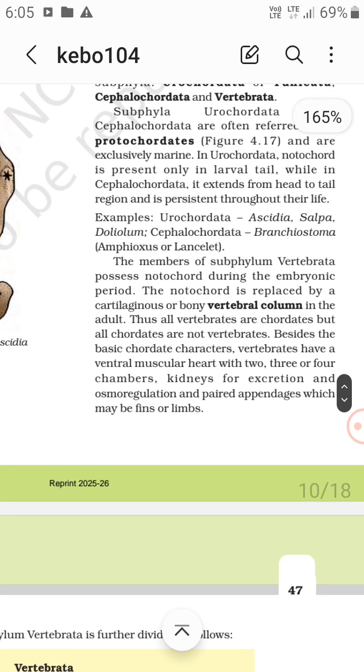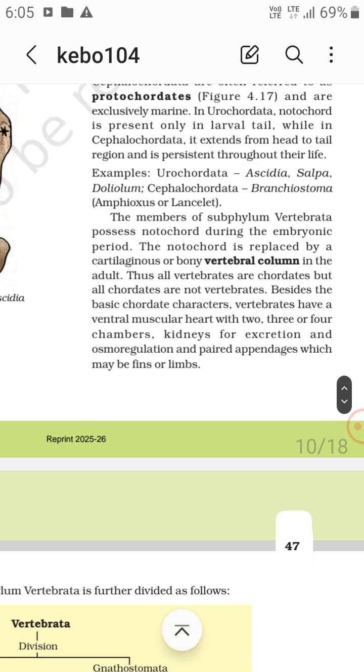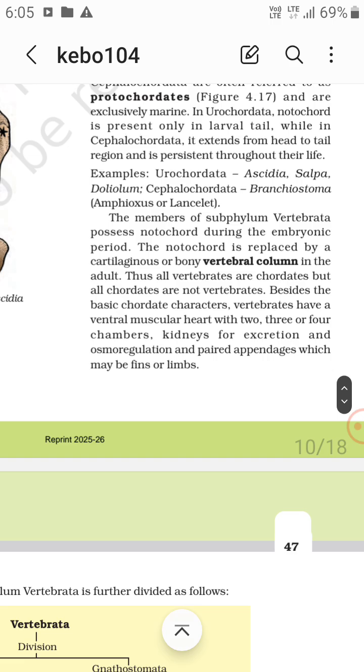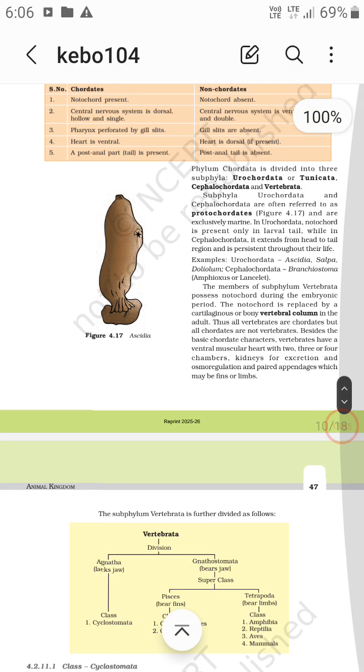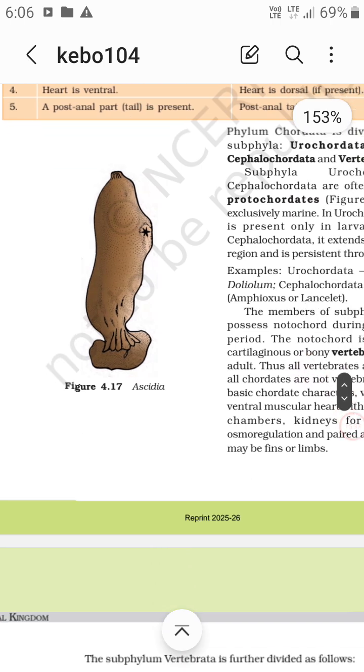Now the members of subphylum Vertebrata possess notochord during the embryonic period. The notochord is replaced by a cartilaginous or bony vertebral column in the adult. Thus all vertebrates are chordates, but all chordates are not vertebrates. Besides the basic characters, vertebrates have a ventral muscular heart with 2, 3 or 4 chambers, kidneys for excretion and osmoregulation, and paired appendages which may be fins or limbs. So this is the example of the Ascidia.